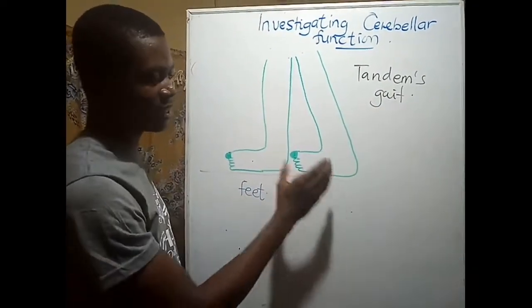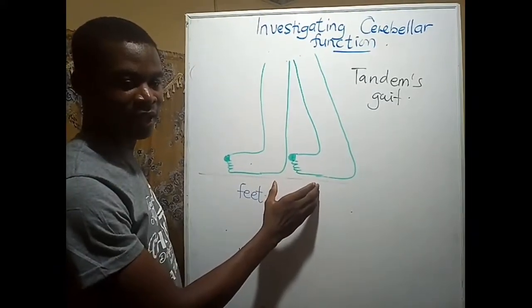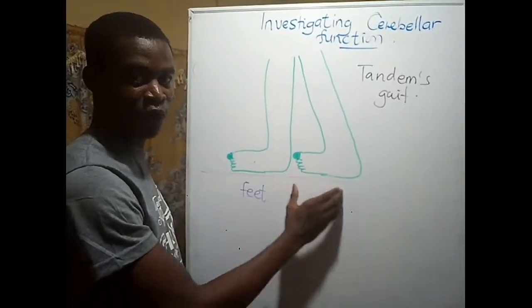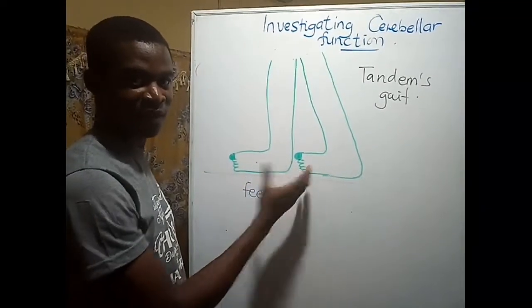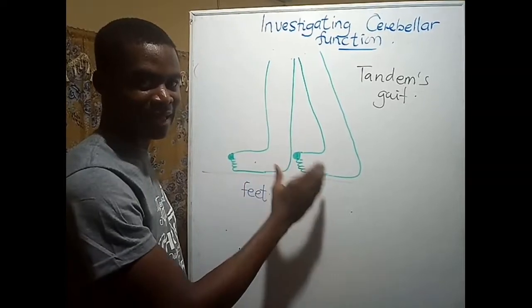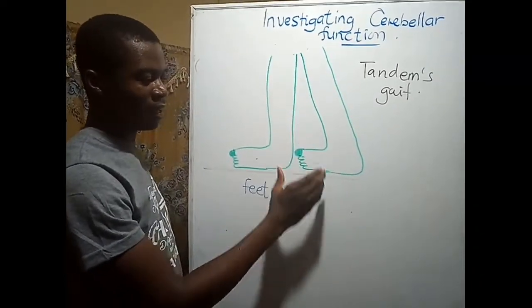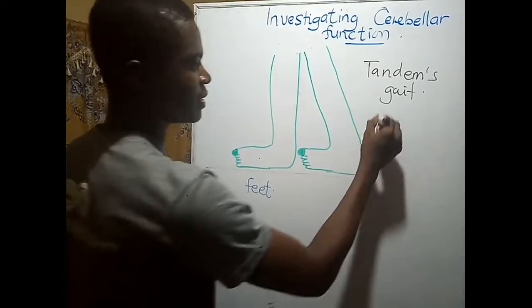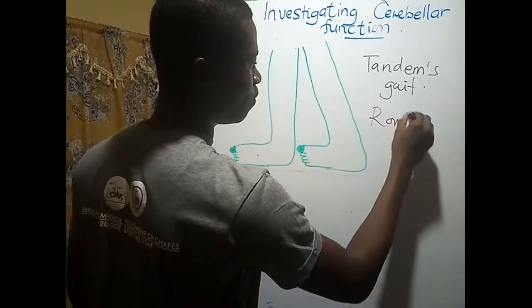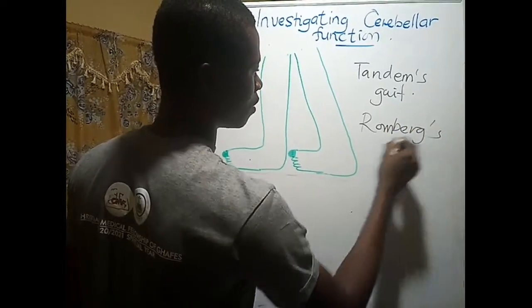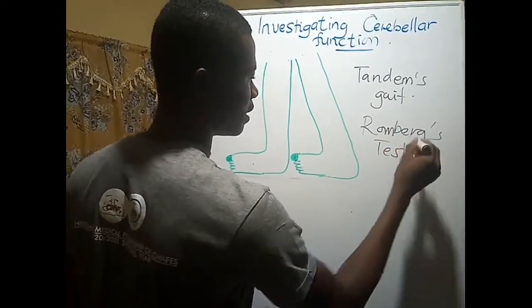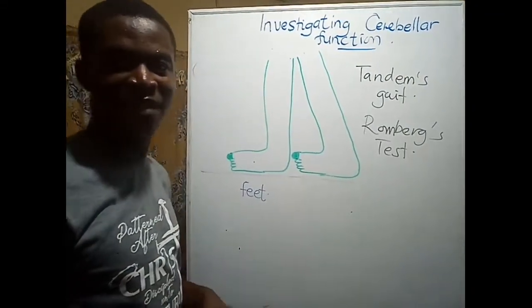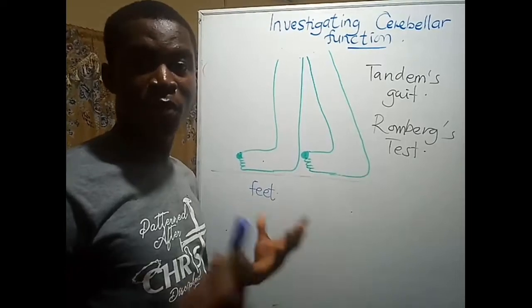So tandem gait is simply walking such that the feet of the individual or the patient follow each other in a straight line. If you realize that there is unsteadiness, that means that the person might probably have a problem with his or her cerebellum. Now, the next test you are going to look at is the Romberg's test. Romberg's test is a test that is used for basically investigating an individual's proprioception.